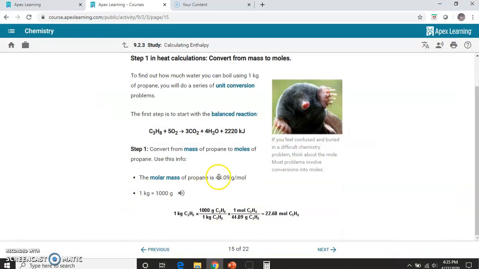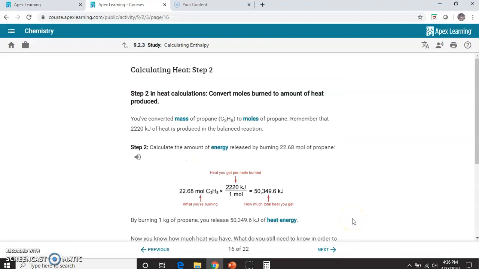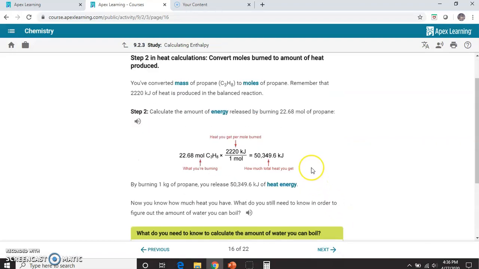Now, they luckily gave it to you. Okay, when we set it up, we have 1 kilogram, I need to go to grams, so 1,000 over 1, times 1 over 44, because remember, grams should cancel out, that's why we put it on the bottom. Okay, all you do is multiply across the top, divided by the bottom, and you get 22.68 moles of C3H8. Okay. So let's try this one. So we went to moles of propane.